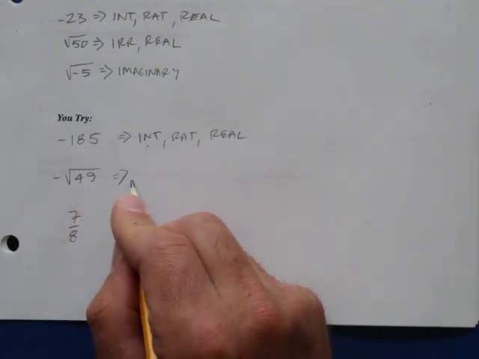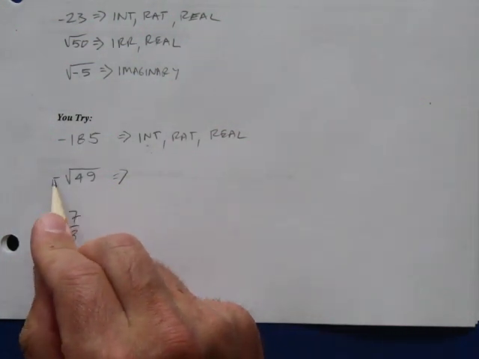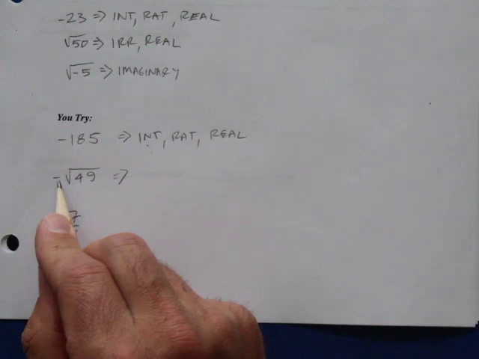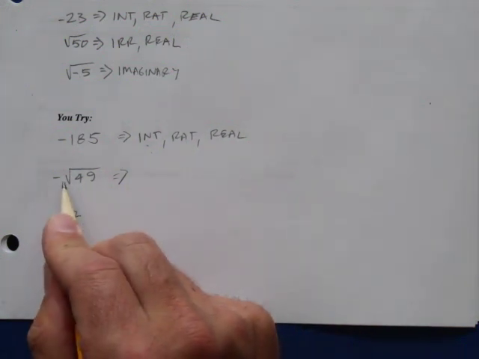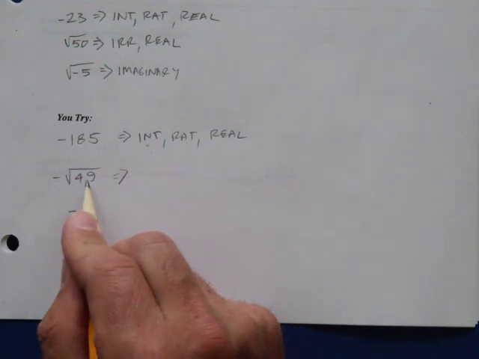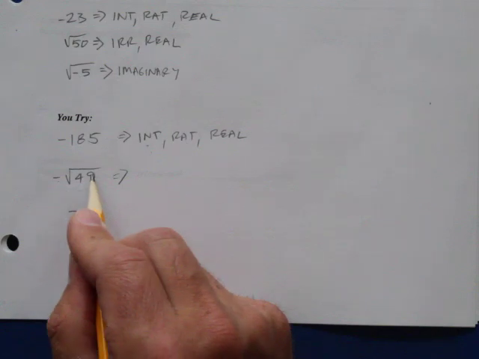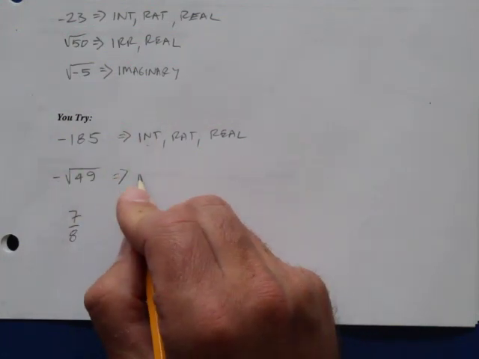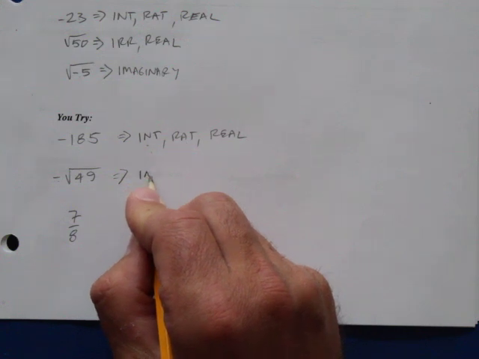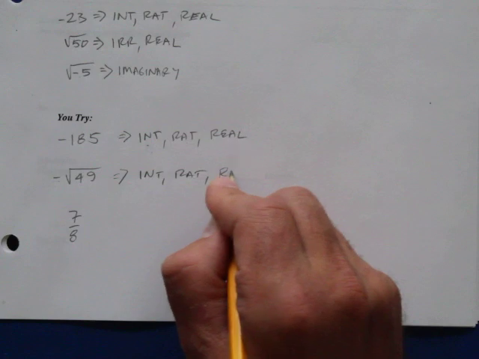All right, negative square root of 49. Did you put imaginary? Gotcha, if you did. Notice the negative sign is outside of the radical here and not inside. Square root of 49 is 7. So this is negative 7, really. So that means that this fits the same categories as negative 185. It's an integer, it's rational, and it is real.